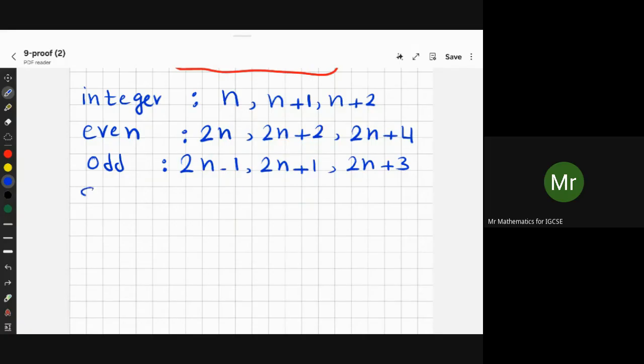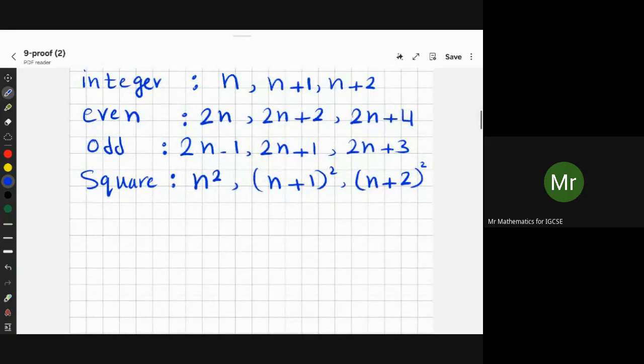What about if he said a square number? A square number would be like n squared. The next would be n plus 1 squared. The next would be n plus 2 squared. Here are 3 consecutive square numbers. What if he said cube? By analogy with the square and the cube, it would be n cubed, and n plus 1 cubed, and n plus 2 cubed.